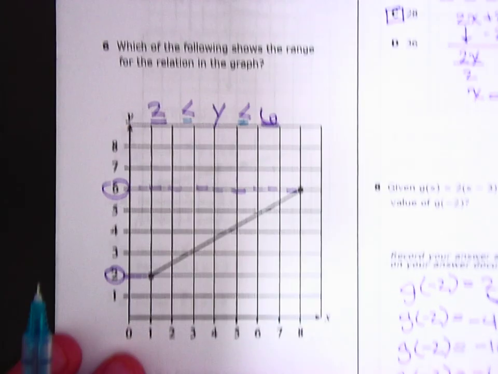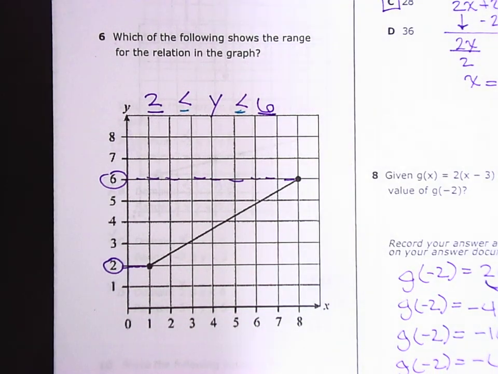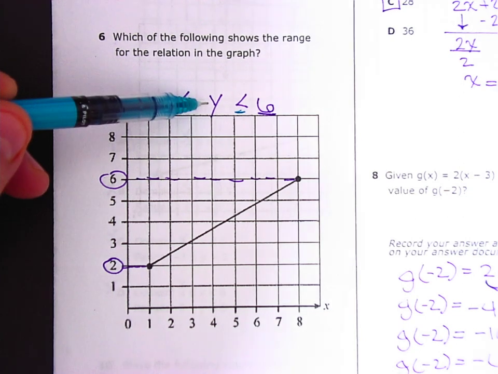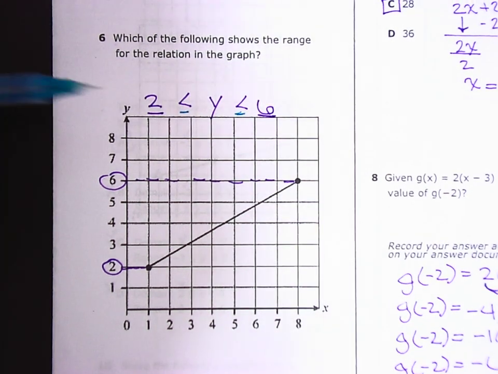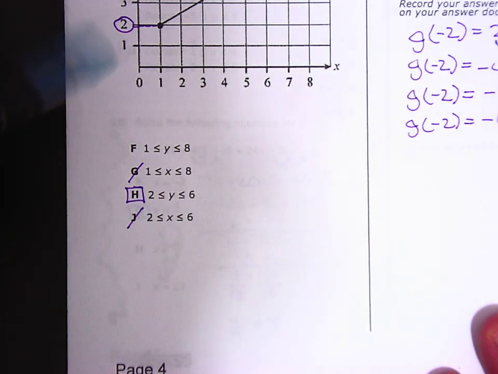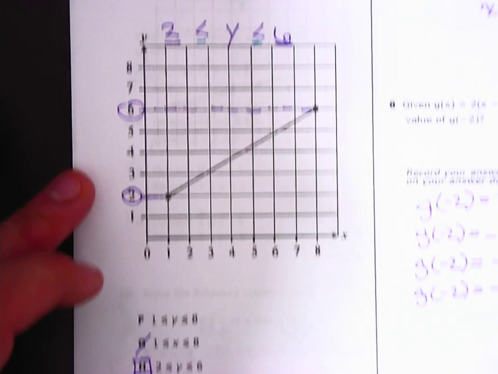Number 6. Which of the following shows the range for the relation in the graph? This is related to question number 4. Now we're talking about height. Height is measured on the y-axis, so we're using y. Because we're measuring the y-axis, we can already take out 2 choices, G and J, because they're both using x. So now we have it between choices F and H.